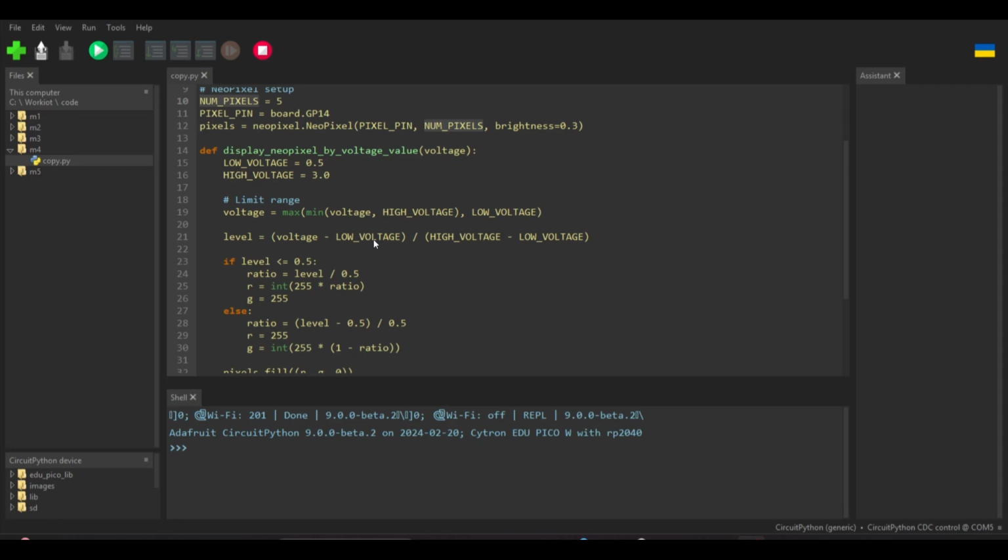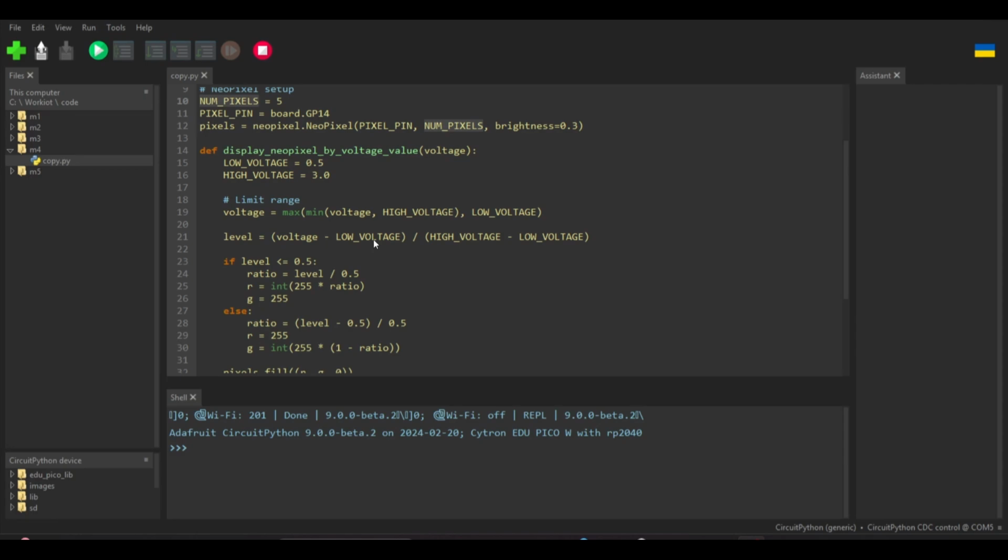And voltage equals max(min(voltage, high voltage), low voltage) clamps the voltage into the low voltage to high voltage range. The level equals voltage minus low voltage divided by high voltage minus low voltage, which normalizes the clamped voltage to a 0.0 until 1.0 value called level. For example, if voltage equals 1.75, which is the midpoint, then the level is 0.5.